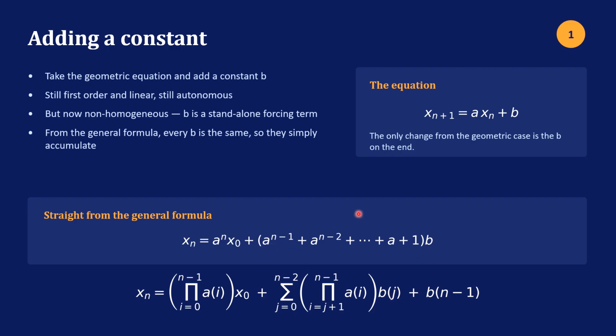Another way of doing this is to start from x0 as the given, and then compute x1 from this formula. Then plug that in to get x2, and you'll see that this pattern is developing here. Now there's a closed form for this sum, which I'll show you on the next slide, and then we'll do an example.